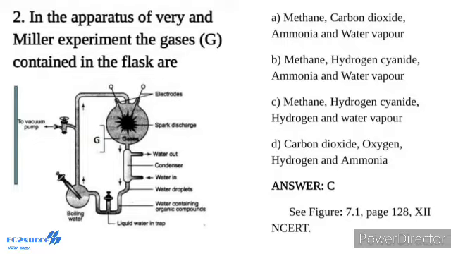Oparin of Russia and Haldane of England proposed that the first form of life could have come from pre-existing non-living organic molecules, for example RNA and protein, etc. And the formation of life was preceded by chemical evolution, that is formation of diverse organic molecules from inorganic constituents. The conditions on earth were high temperature, volcanic storms, a reducing atmosphere containing methane, ammonia, etc.